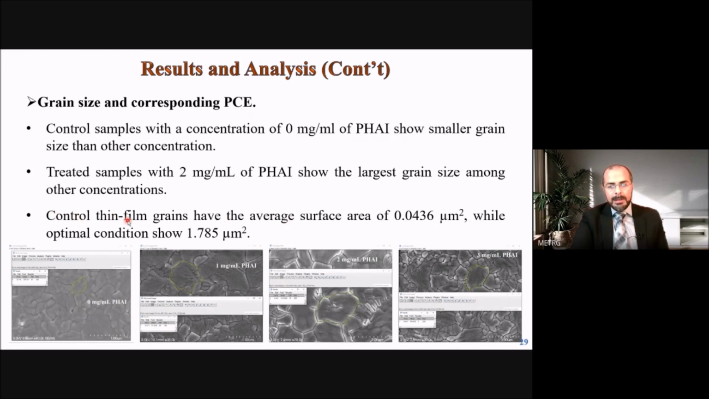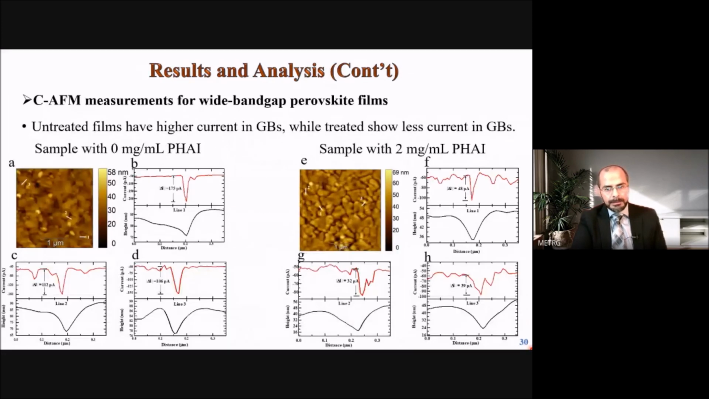So the result: the control thin film, the solar cell without any PHI, has a surface area of 0.0436 micrometers squared, while the optimal condition, the 2 milligrams per milliliter PHI, has a larger surface area, 1.785 micrometers squared. Also, there are many other characterizations done on these samples.